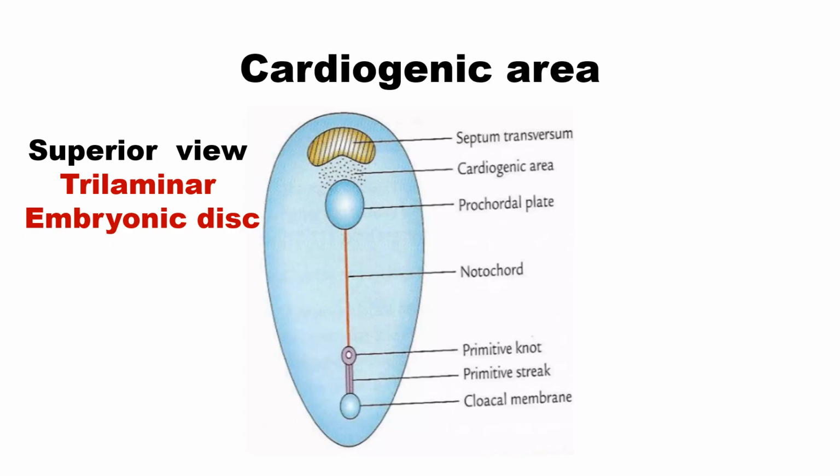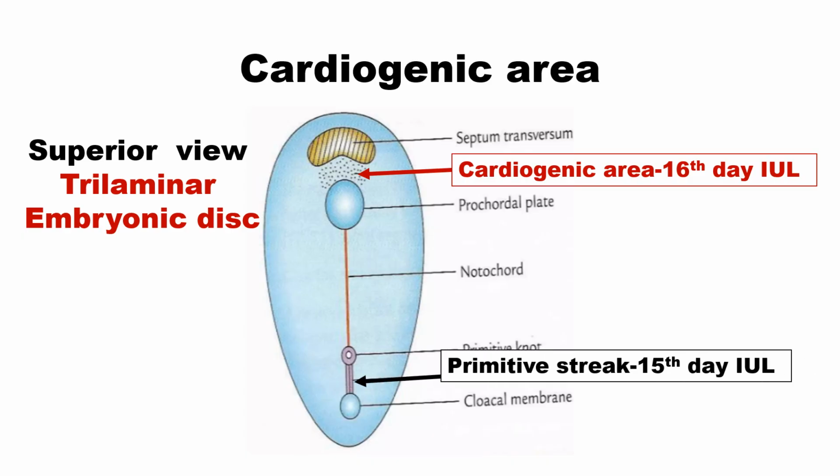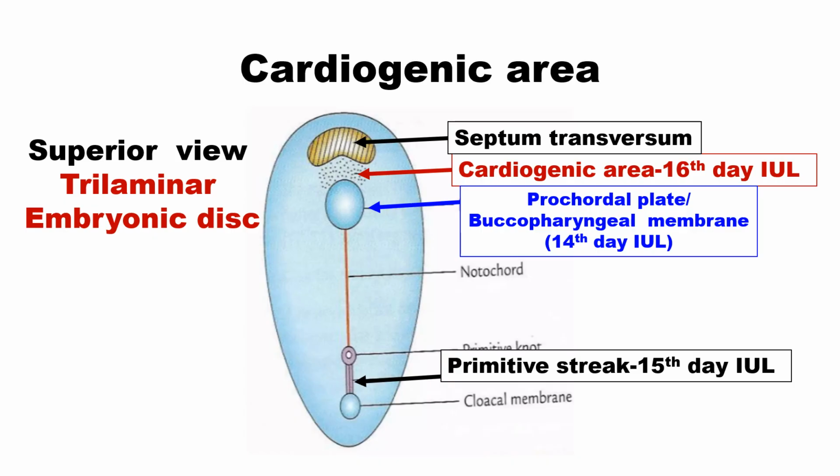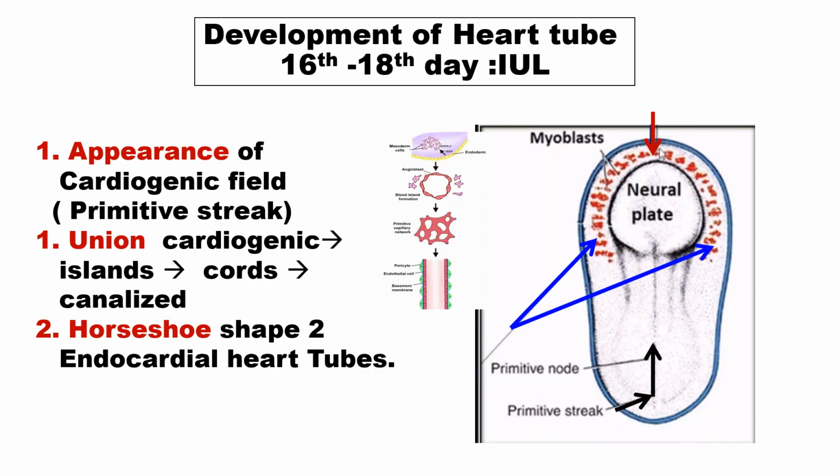Superior view of the cardiogenic area of a trilaminar embryonic disc. The cardiogenic area appears around the 16th day of intrauterine life. It is derived from the primitive streak, which appears as early as the 15th day of intrauterine life. It is caudal to the septum transversum, which is also derived from the intraembryonic mesoderm, and rostral to the buccopharyngeal membrane, which appears around the 14th day. At the same time, on the 16th day, we also have the appearance of the cloacal membrane.